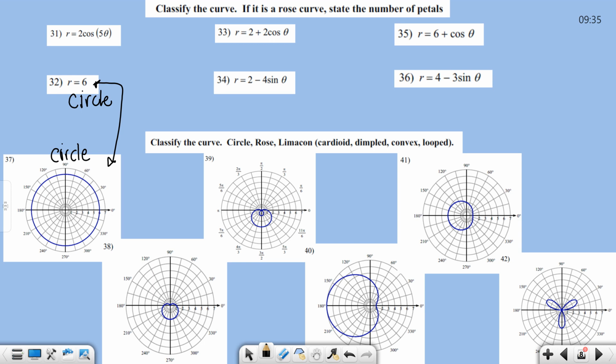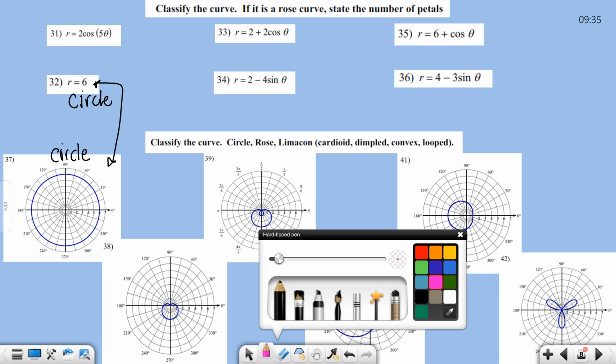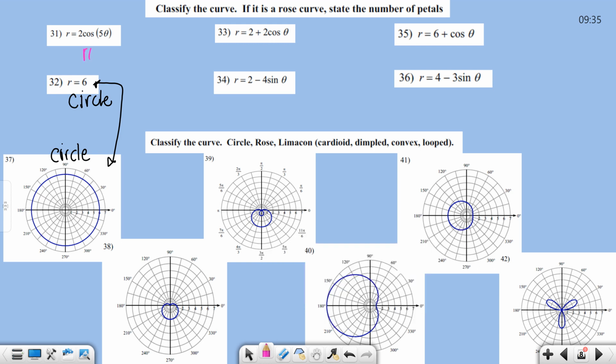All right, the next one that I find easiest to recognize is going to be the rose curve, because your rose curve is always going to have sine or cosine and then some number with theta in parentheses. Remember, if it's an odd number with theta, that is the number of petals. So for number 31, this is a rose curve with 5 petals.